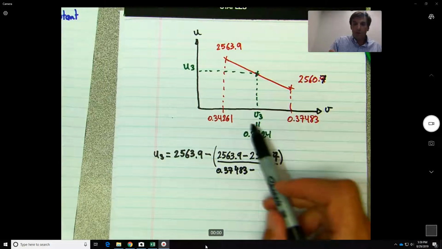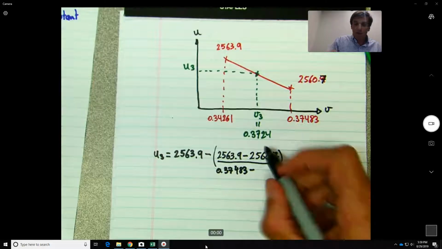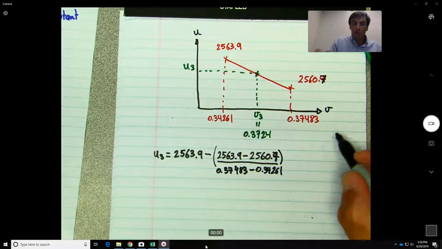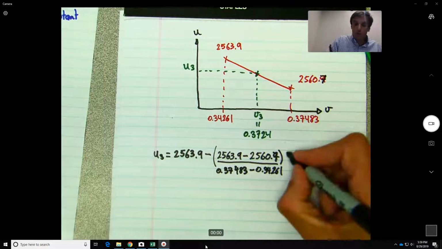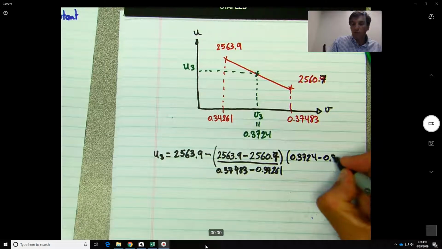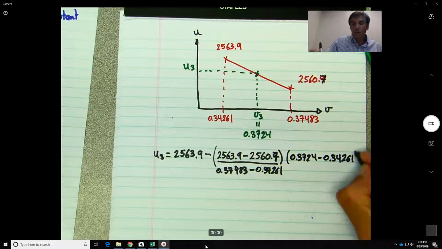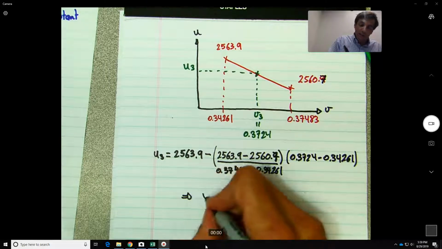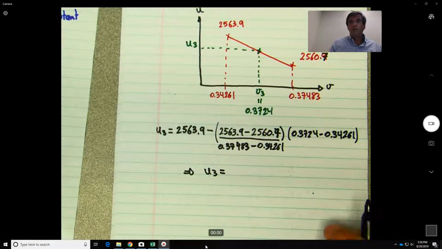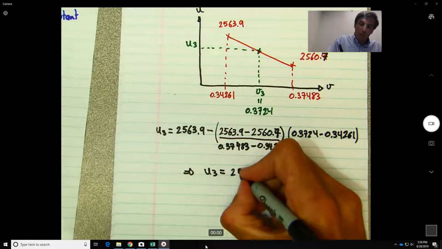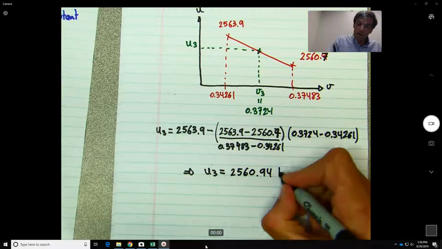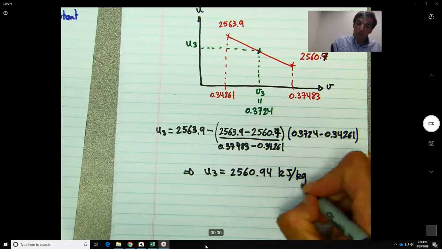So 0.37483 minus 0.34261 to find the slope. And now this space over here. So this will be 0.3724 minus 0.34261. And this is going to give us a value for U3 equal to 2560.94 kilojoules per kilogram.